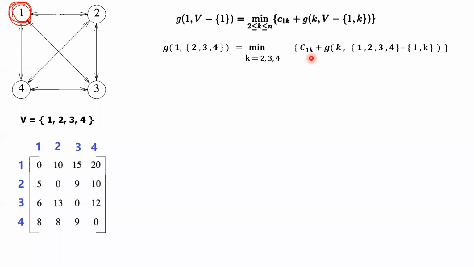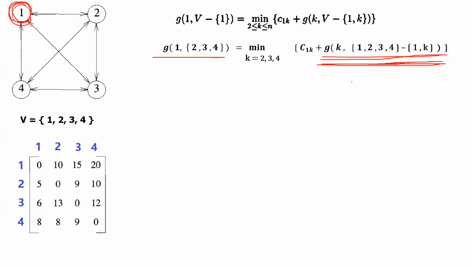So what is actually happening here? If I want to find the minimum value, then there is a recursion here that you have to see. This is again your recursive formula. If I have to find out G of 1, 2, 3, 4, then I have to find out G of k, 1, 2, 3, 4 minus 1k. I have to find out this. Right? So this is a recursive formula.